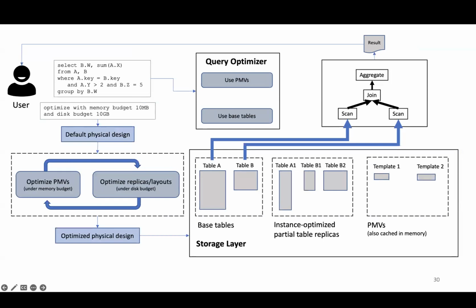Now for the same query, instead of reading from the base tables, our query optimizer will first try to use any PMVs that exist for the query. In this case, imagine that we obtain a partial result from the PMV for template 2. The remainder query is now much faster to execute. Our optimizer then tries to substitute the base table scan with scans over the replica that would minimize cost. This reduces scan cost even further, and then any remaining scans will go to the base tables.